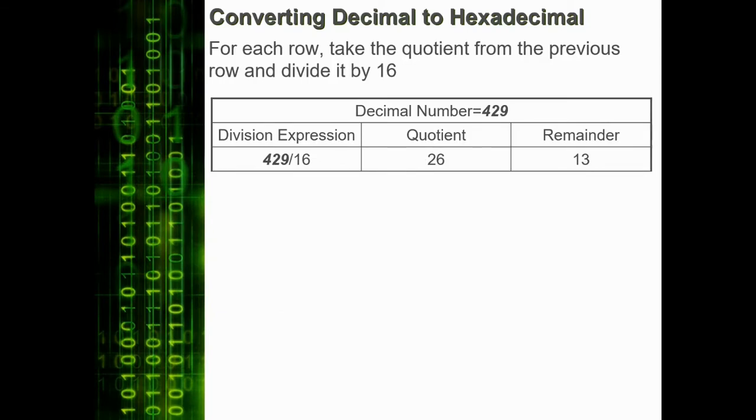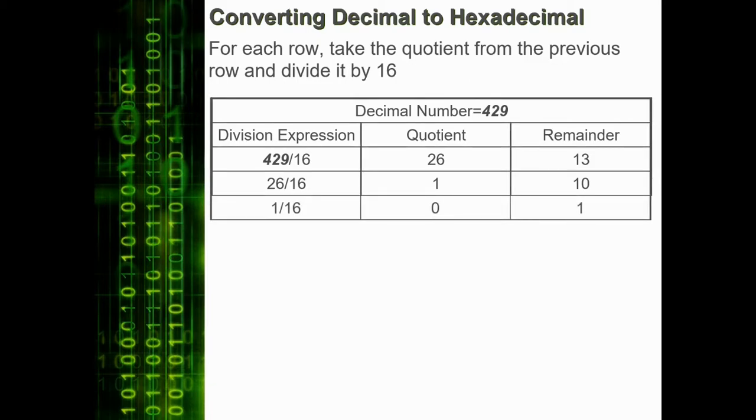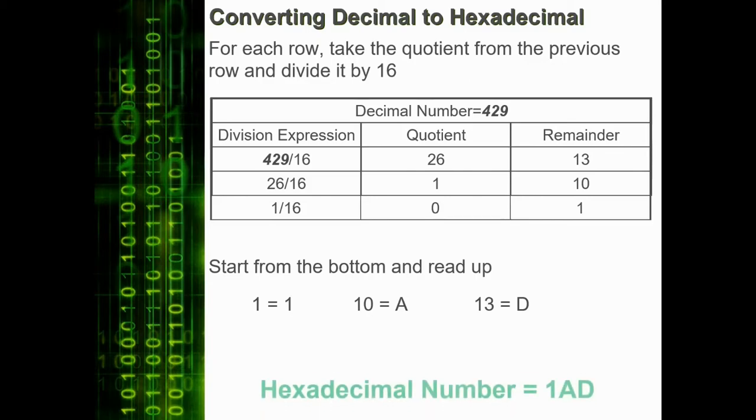Let's try 429. 429 divided by 16 is 26 with a remainder of 13. 26 divided by 16 is 1 with a remainder of 10. 1 divided by 16 is 0 with a remainder of 1. Again, start from the bottom with 1. 1 in hexadecimal is 1, so that is our first digit. 10 is represented by A, and 13 is represented by D. So the hexadecimal number for 429 is 1AD.